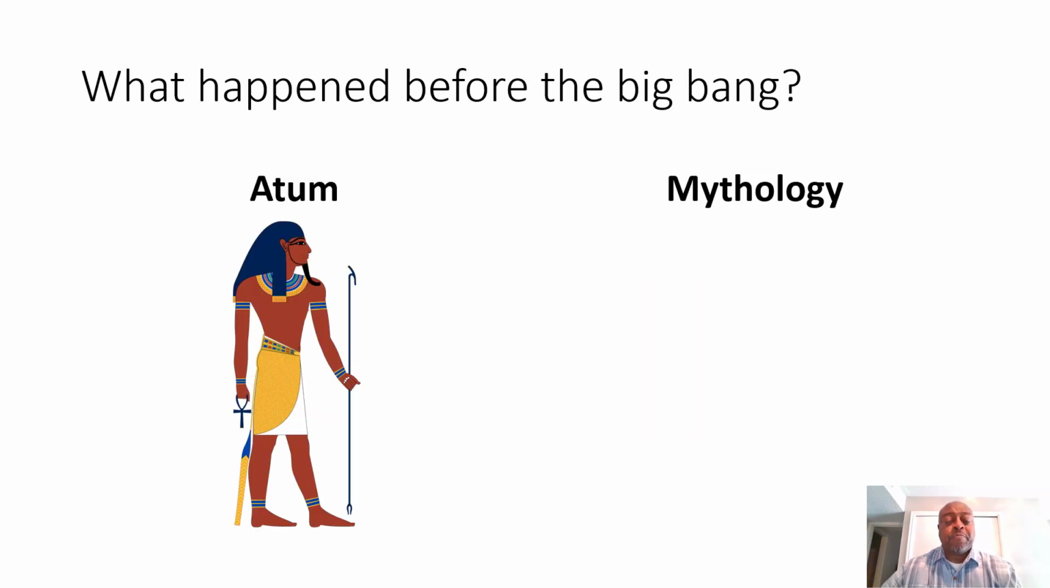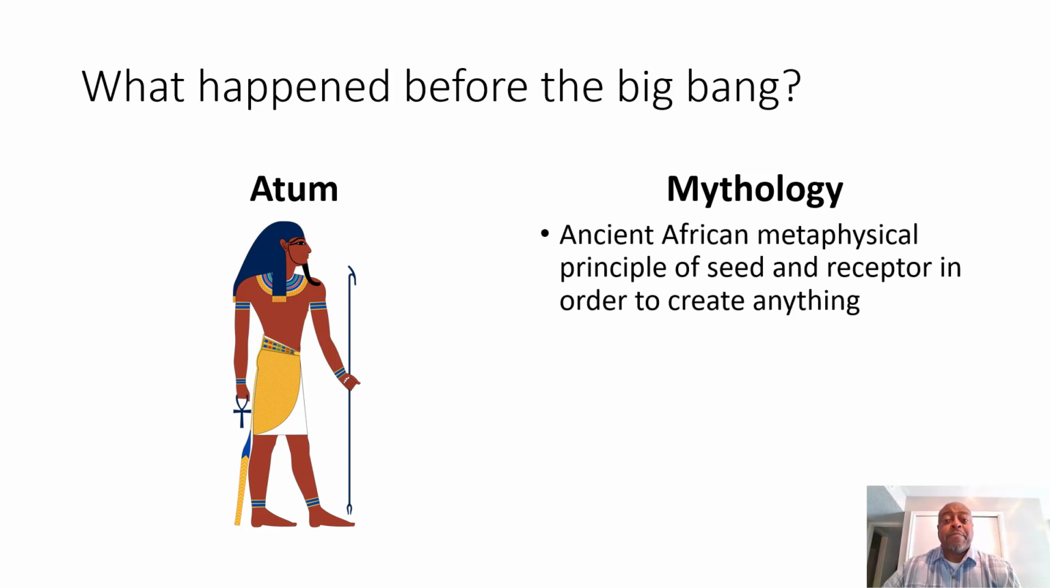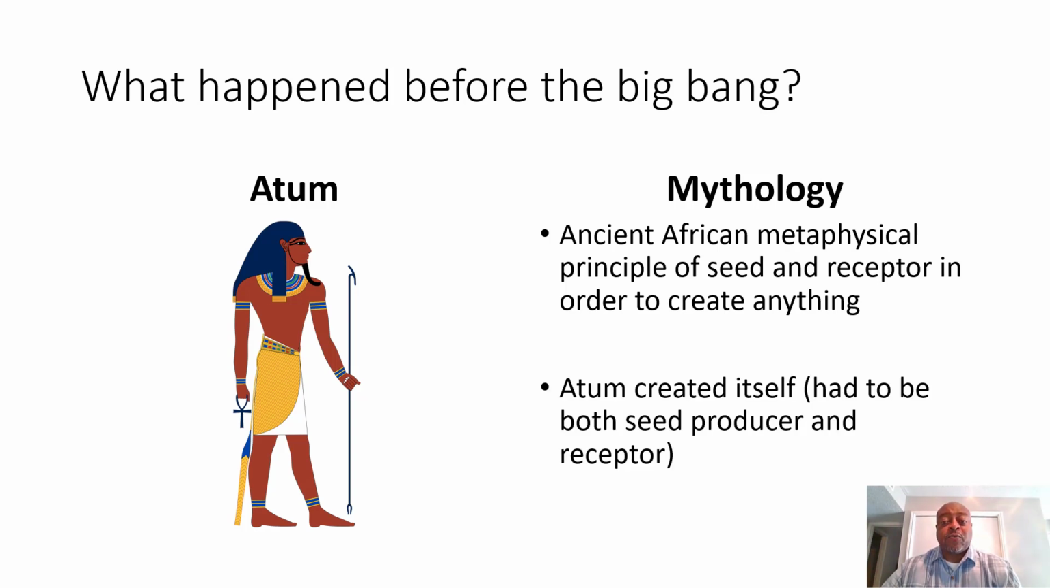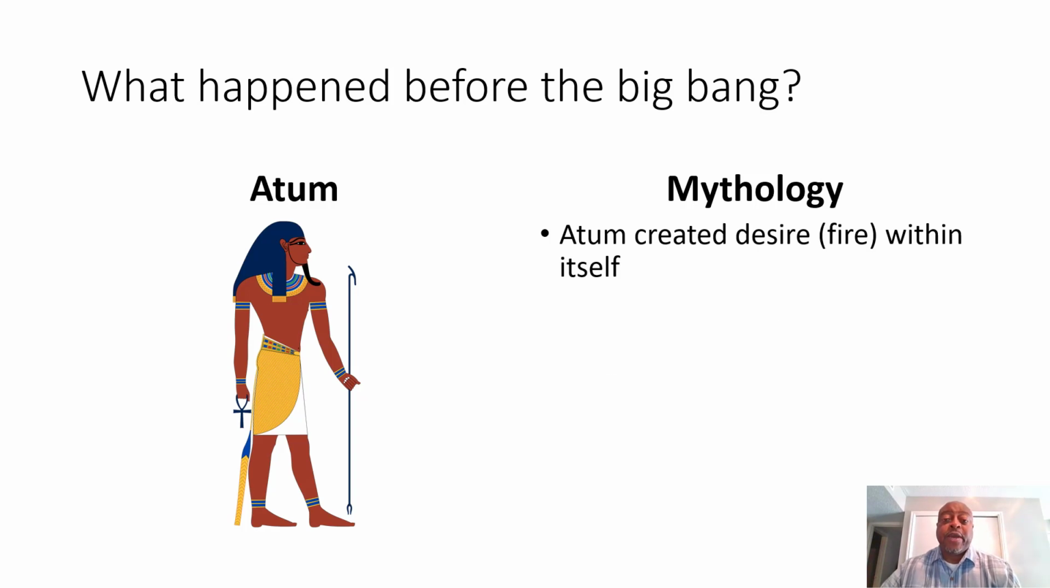So what happened before the Big Bang? The ancient Africans had a metaphysical principle of the seed and a receptor in order to create anything. In other words, there has to be a seed like semen, and there has to be something that would receive the seed that it would actually grow and create something or become something. Atum created itself and had to be both seed producer and receptor. That's why it was masculine and feminine. So Atum created desire within itself.